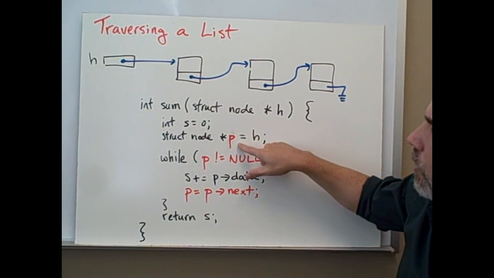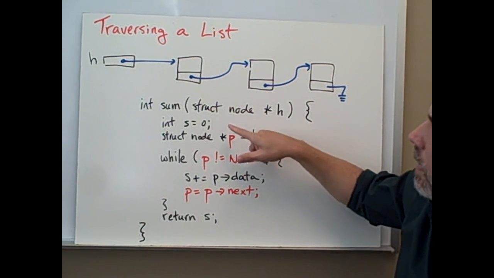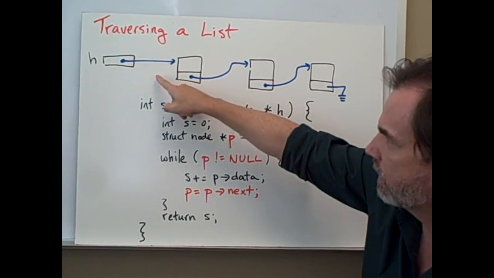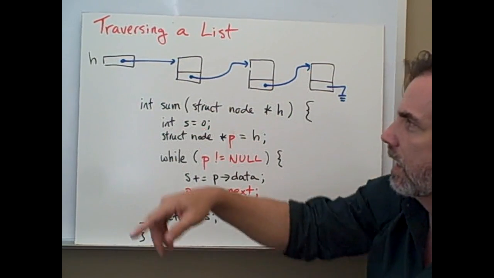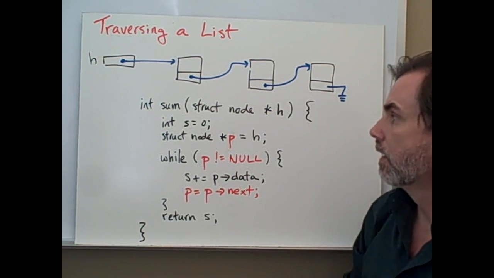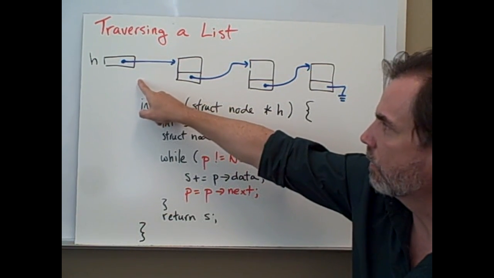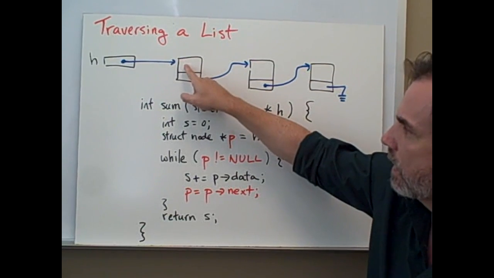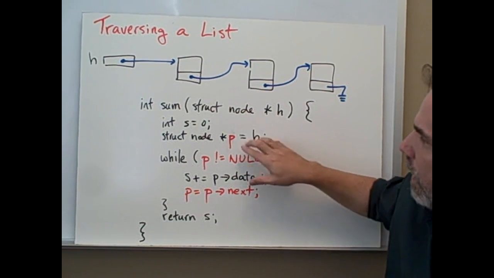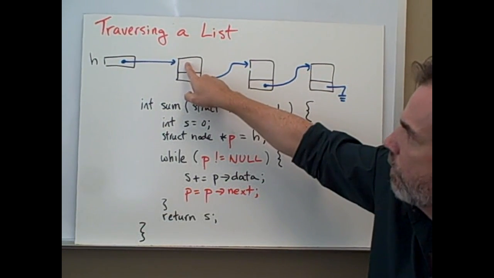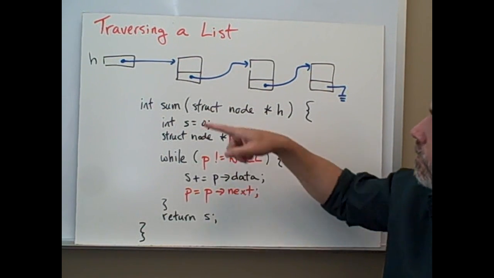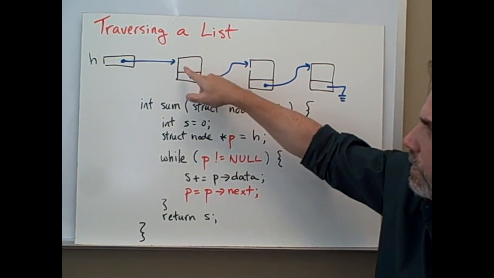I like to create a new pointer for this. You can use H in this case, but I like to create a new pointer so that in case I ever have to remember what the old head was, I can easily do that. So I set P, which is the new variable, it's going to point to this guy. So struct node star P, I declare P as a pointer and initialize it to point to this node. As long as P is not null, I'm going to do something with this list.